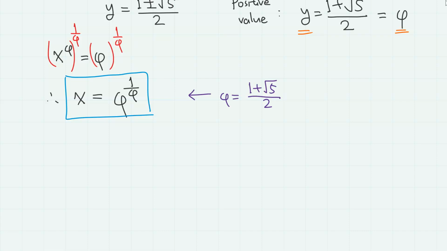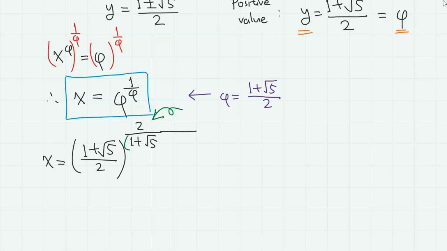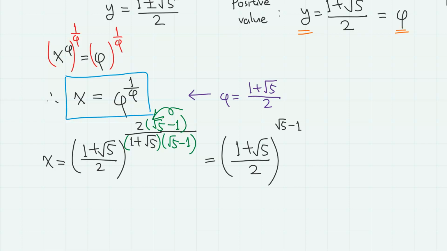Since the golden ratio phi is (1 plus square root of 5) over 2, x equals ((1 plus square root of 5) over 2) raised to the power of 2 over (1 plus square root of 5). And for this power, if you rationalize the denominator, you will obtain (square root of 5 minus 1) over 2. So the answer is x equals ((1 plus square root of 5) over 2) raised to the power of (square root of 5 minus 1) over 2.